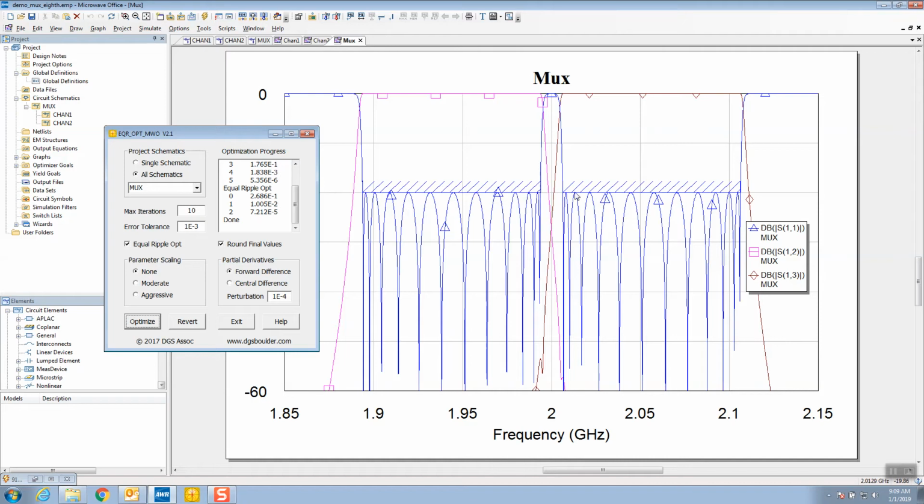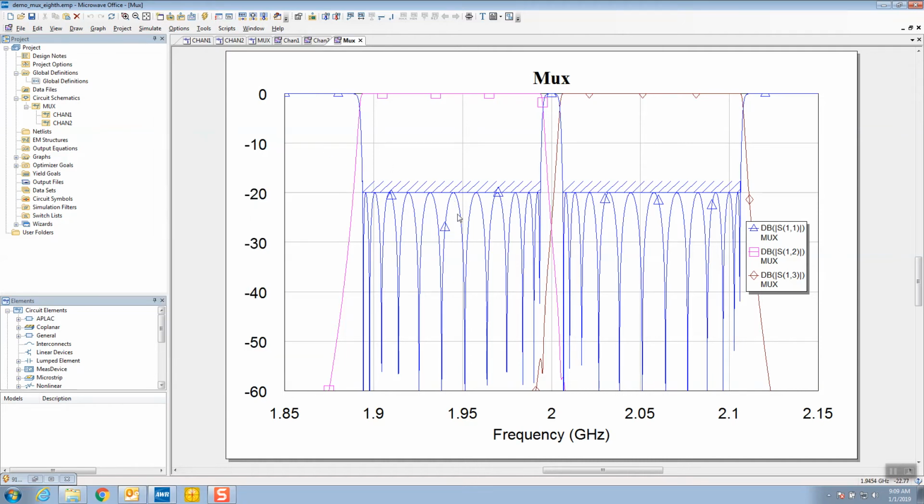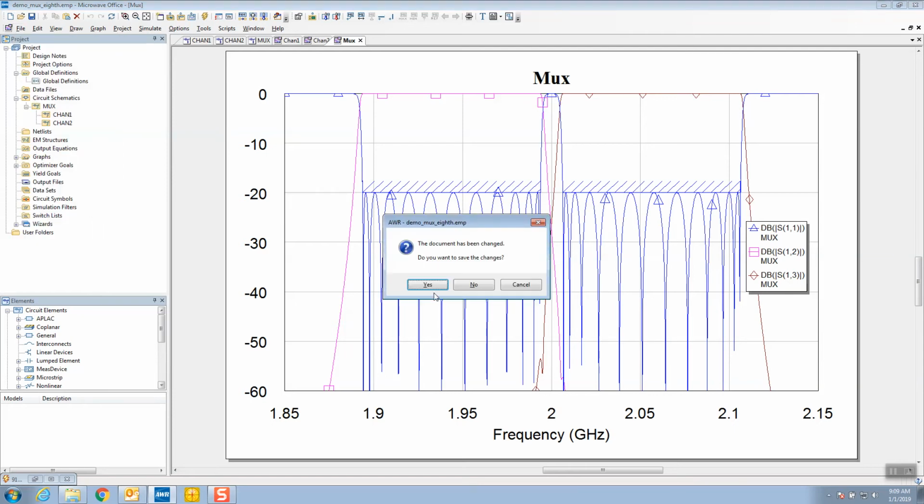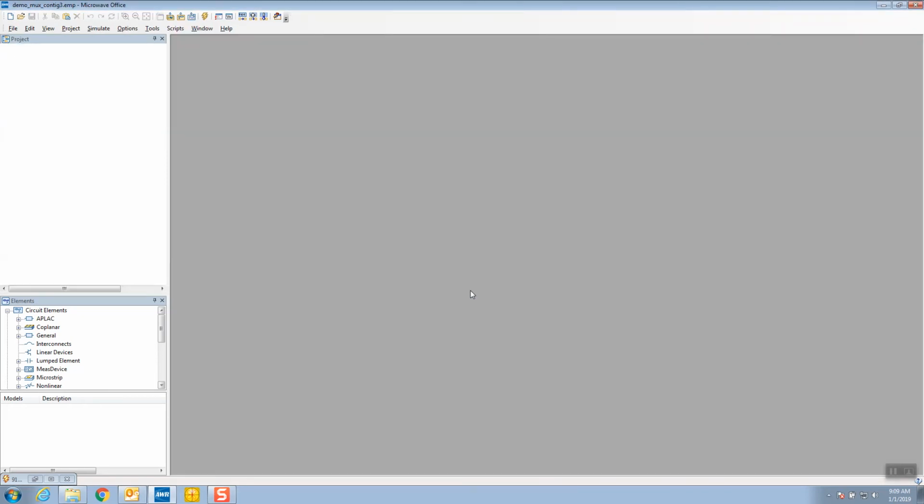So even with this starting point where the channels are very close together, we can bring the optimization in using the optimizer. So now to make this diplexer contiguous, we simply walk the two channels closer and closer together by moving the band edge frequencies in small steps. And this next schematic or next project shows you the final step in that process.